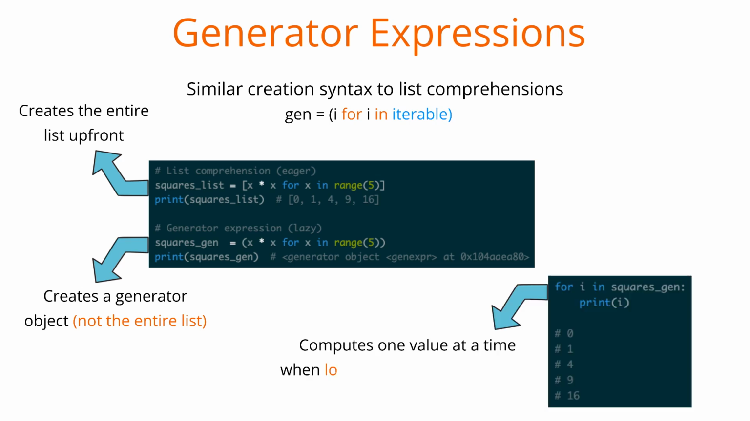The generator version, on the other hand, computes each square only when you loop through it or call next for each item. This makes generators lazy, which is perfect for when you're working with large or infinite data. Generator expressions are great for one-pass transformations without polluting your namespace by creating a separate function.